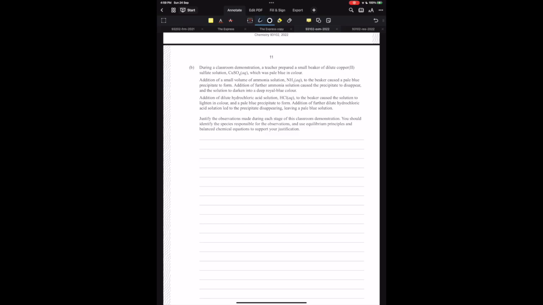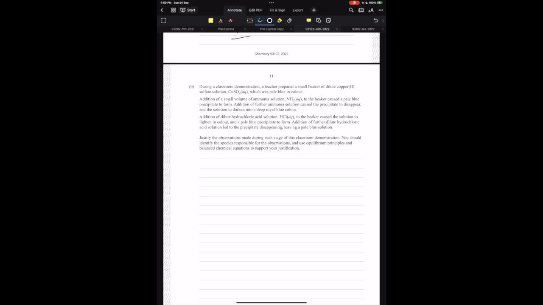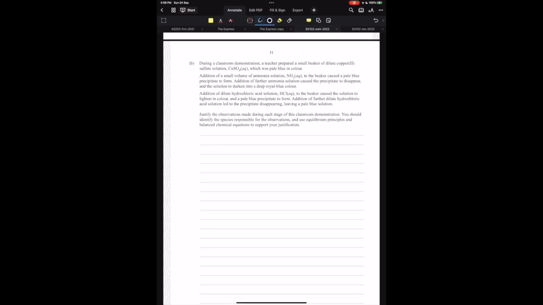So now we come to part B of question 2 of the 2022 NZQA Scholarship Chemistry paper. During a classroom demonstration, a teacher prepared a small beaker of dilute copper 2 sulfate solution, CuSO4, which was pale blue in color. Addition of a small volume of ammonia solution, NH3, to the beaker caused a pale blue precipitate to form. And then addition of further ammonia solution caused the precipitate to disappear and the solution to darken into a deep royal blue color.